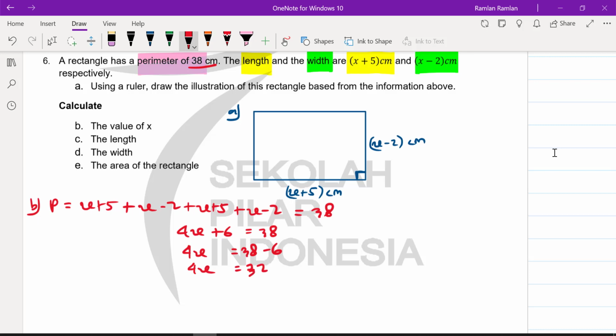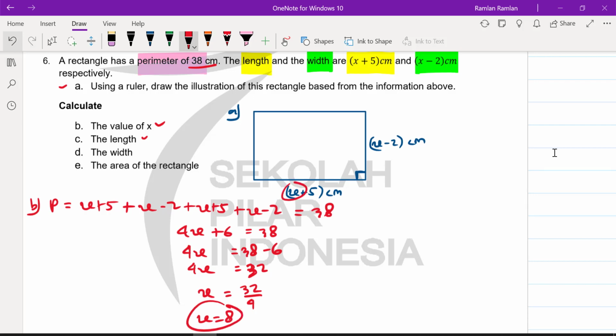And then the last step is to remove that 4. Just divide both sides by 4, and it will be 32 divided by 4, and x equals 8. And there we go, we have the value of x. Now, the next question is find the length. We know that the length is an expression, which is this one here. Since we already know the value of x, which is 8, just substitute the x by 8.